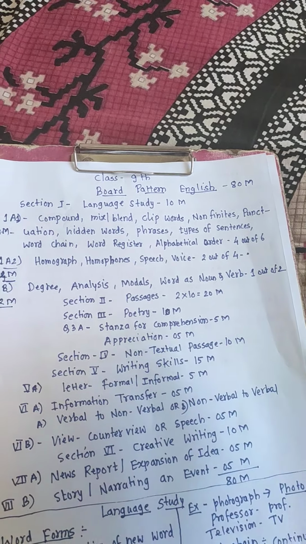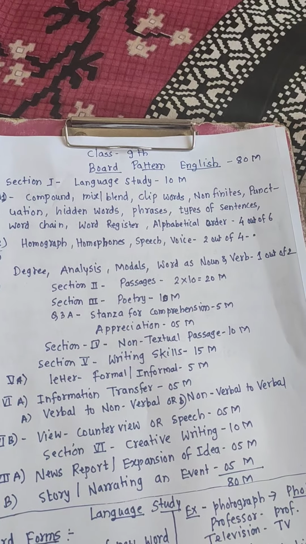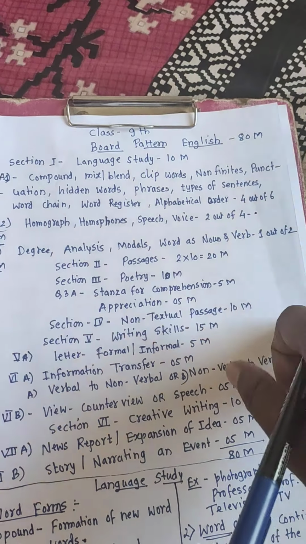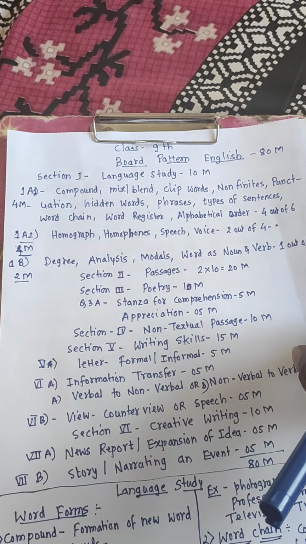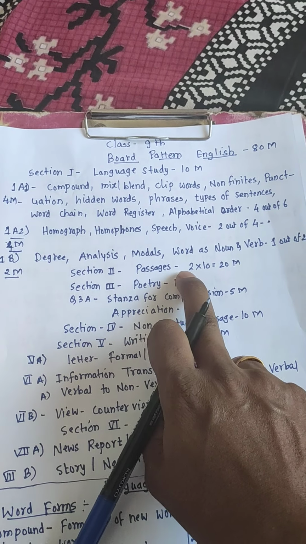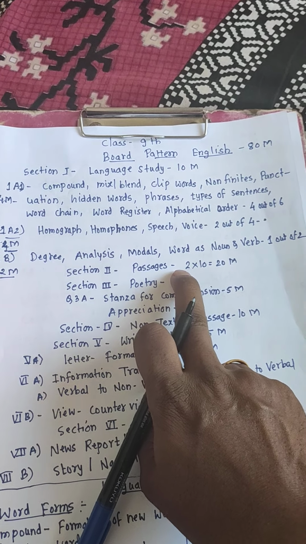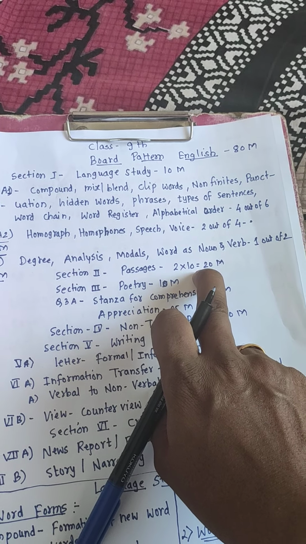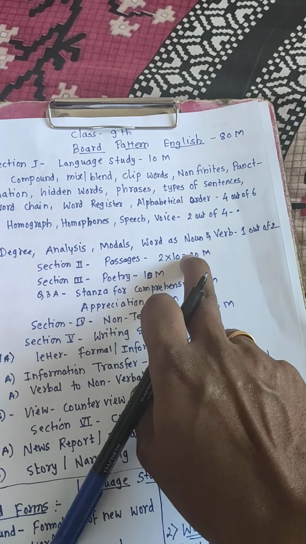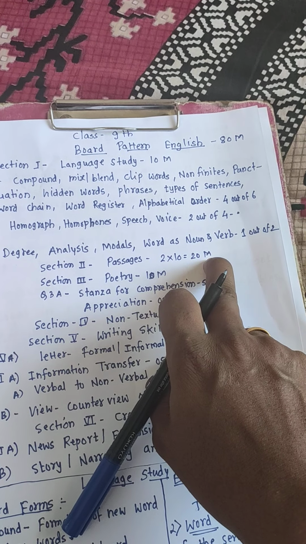I tell you to write all this pattern in your English grammar notebook so that the picture becomes very clear to you. Section 2 is passages. These are textual passages. There will be 2 passages given to you from your textbook. Each passage will be for 10 marks, 20 marks.